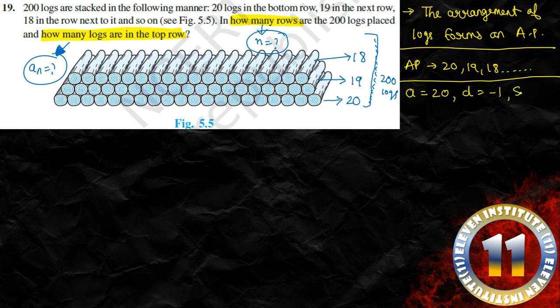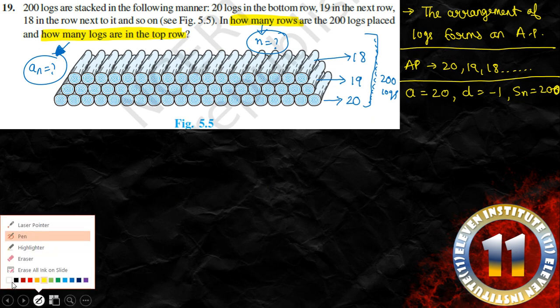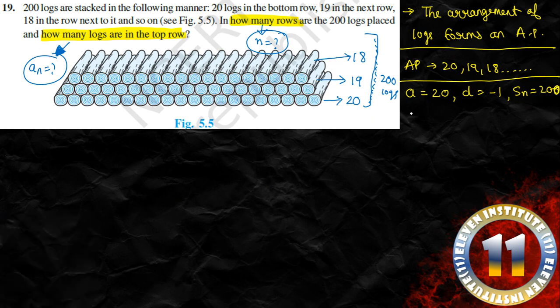The sum of n terms that is given to us is 200. This much is given to us, right? This is 200. Now what we have to find? We have to find the number of terms and we have to find the last term. This much we have to find.